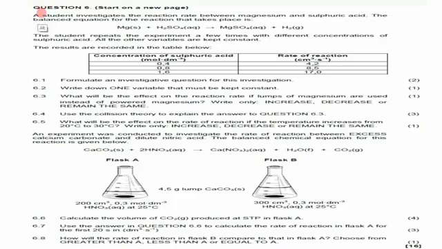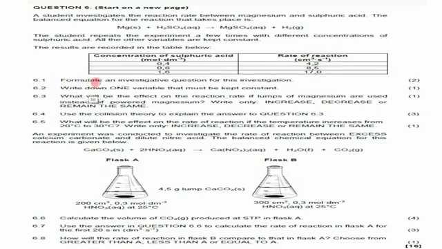Okay, so we have question 6. It says a student investigated the reaction rate between magnesium and sulfuric acid. The balanced equation for the reaction that takes place is as follows here. Then it says the student repeats the experiment a few times with different concentrations of sulfuric acid. All the other variables are kept constant. Then as we can see here, the results are recorded in the table below. We have different concentrations of sulfuric acid and also different reaction rates measured in cm³ per second.